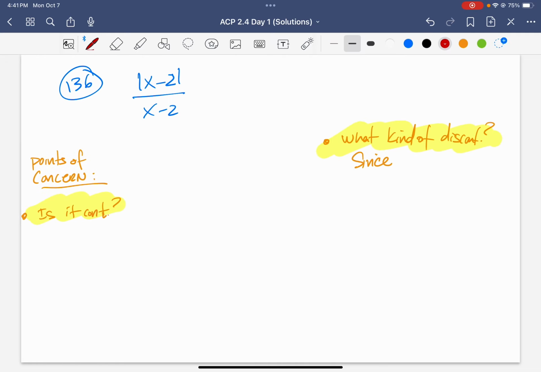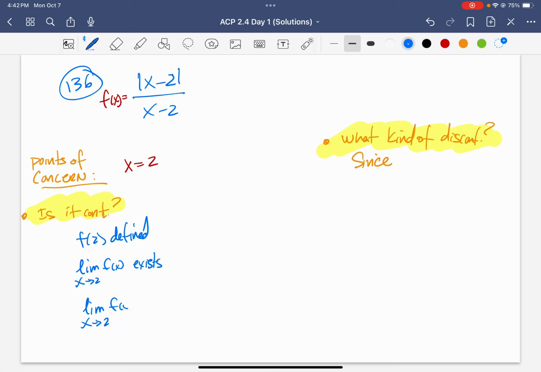This function, 136. So where's an area or a point of concern? I think it would be x equals 2. Is it continuous there? Well, let's call this f of x. I don't know what they called it in the book. So I need to show that f of 2 is defined. You show that the limit as x goes to 2 of f exists. I need to show that the limit and the function are equal. So what the function is and what the function wants to be are equal to each other. So we need to show this.